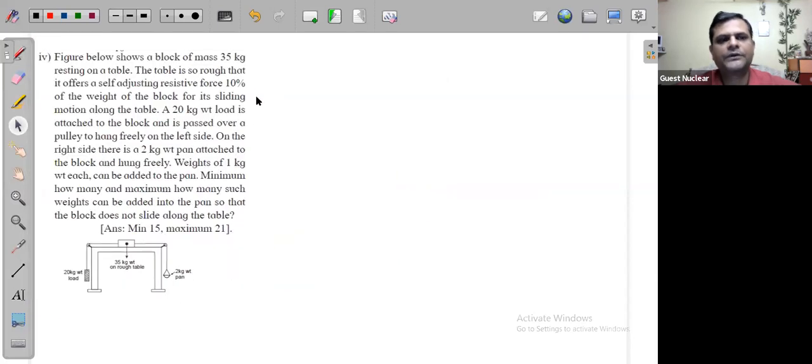Okay, just read this question carefully. The figure below shows a block of mass 35 kilogram resting on a table. The table is so rough that it offers a self-adjusting resistive force, 10% of the weight of the block, for its sliding motion along the table. Okay, that means the frictional force on the block is going to be 10% of the weight of the block. Okay, a 20 kilogram weight load is attached to the block and is passed over a pulley to hang freely on the left side, just like we can see in the diagram here.